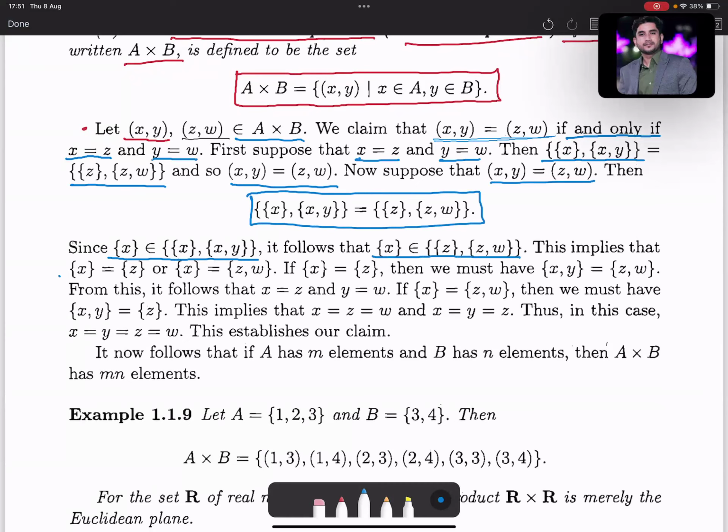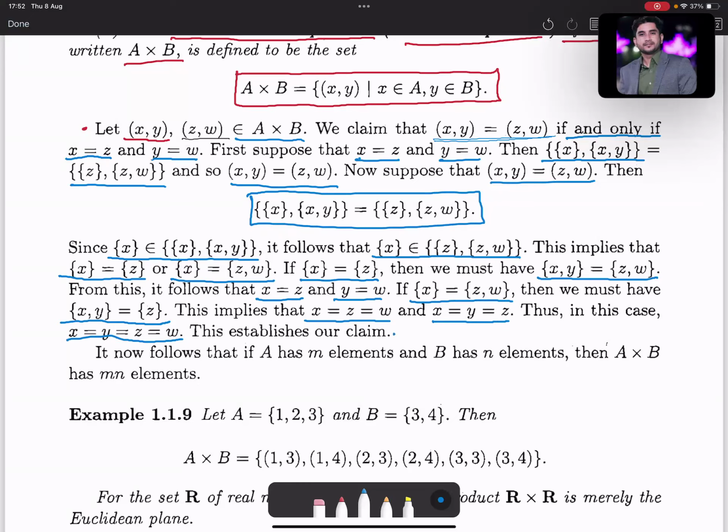This implies that either x should be z or x should be z comma w. But if x is z, then we must have x comma w is z comma w. From this, it follows that either x is z and y is w. Now, if x is z comma w, then we must have x comma w, x comma y is z. This implies that xw is z, xz is w, and xy is z. Thus, in this case, all of them are equal. This established our claim.